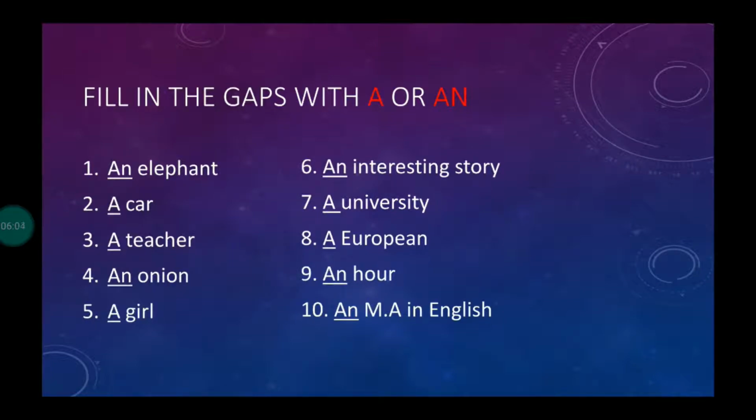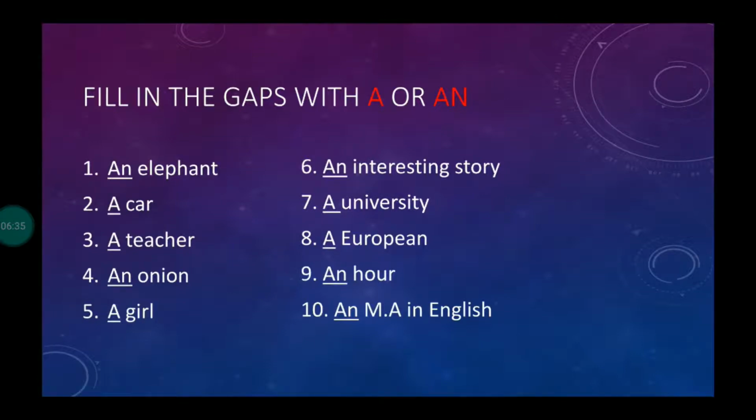Again we have the 'yu' sound, so a European. Then an hour. Why do we say an hour? Because the H is a consonant letter, but the sound is a vowel sound. So, an hour. And an MA in English. Although M is a consonant, we use an because the sound is 'eh'. So A-E-I-O-U, the 'eh' sound is coming. So that's the reason why.